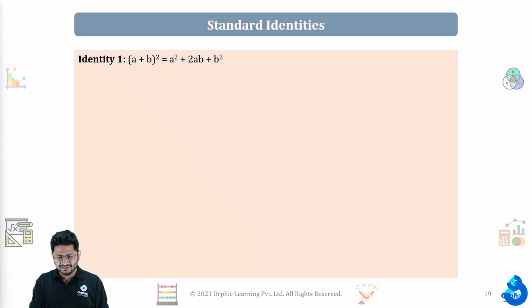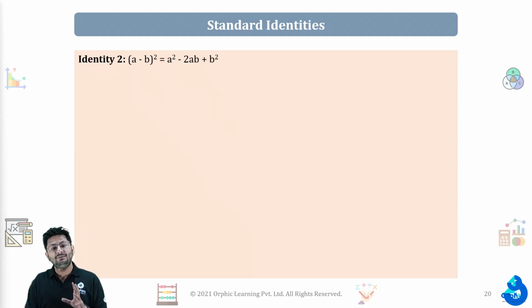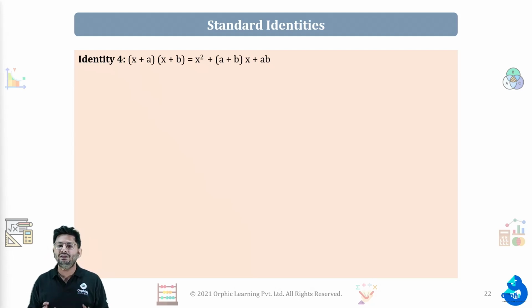So the first one says that a plus b ka whole square is equal to a square plus 2ab plus b square. The second one is a minus b ka whole square is equal to a square minus 2ab plus b square. Third one, a plus b into a minus b is equal to a square minus b square. And the fourth one, x plus a into x plus b is equal to x square plus a plus b into x plus ab. We need to by heart these identities. अच्छे से याद करनी है, उसके बाद कोई problem नहीं होने वाली while solving any of the question.